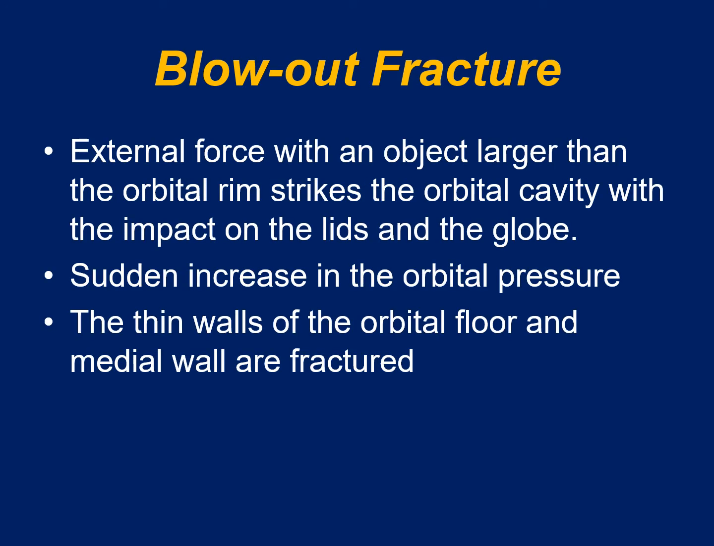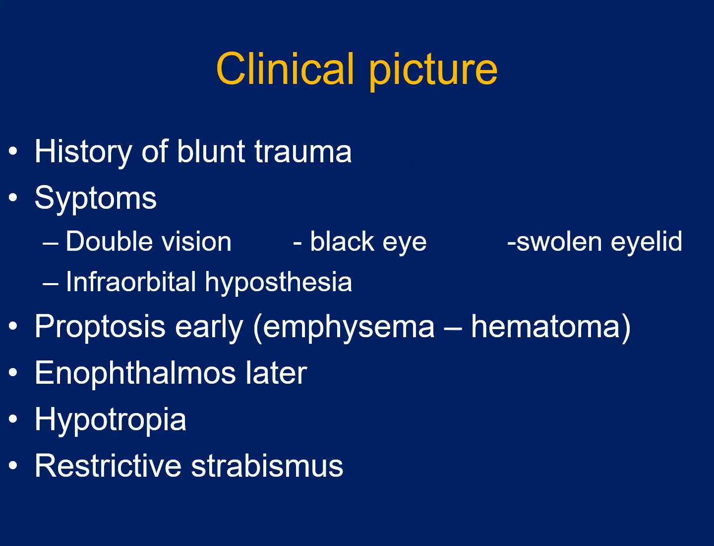Blowout fracture is a protective mechanism that absorbs the impact of crushing force on the globe, which leads to a sudden increase in the orbital pressure. The thin walls of the orbital floor and medial wall are fractured. Following orbital trauma, the patient will have swollen eyelids and a black eye. Patients who develop double vision or infraorbital hypoesthesia are highly suspicious of having a blowout fracture.